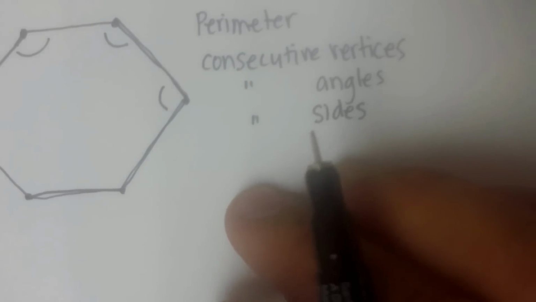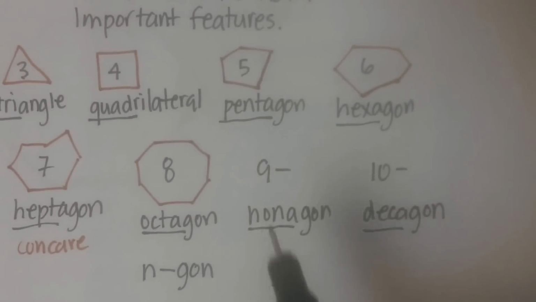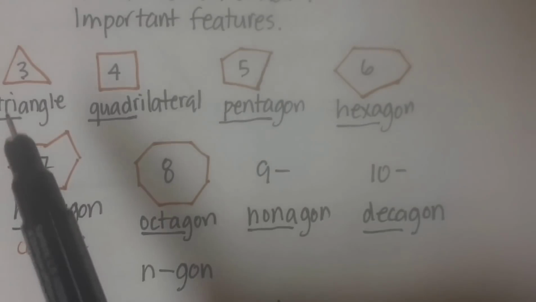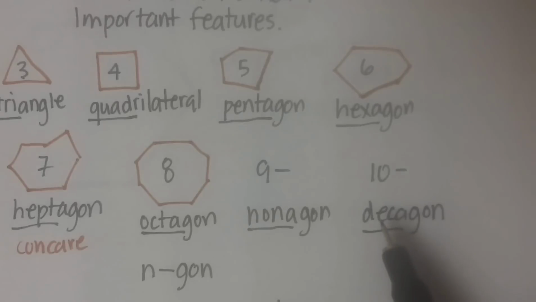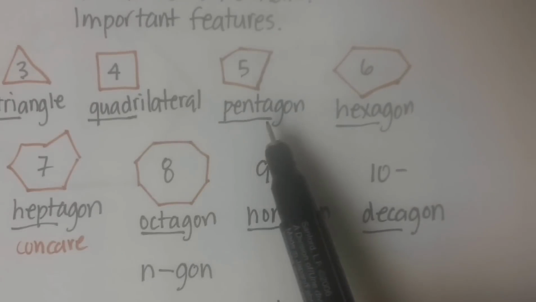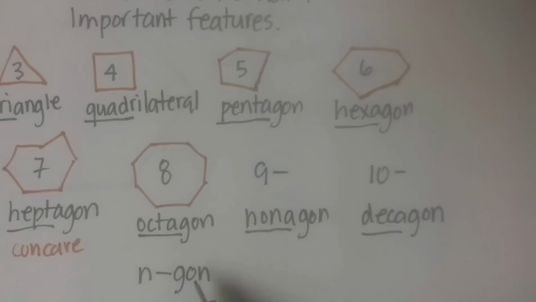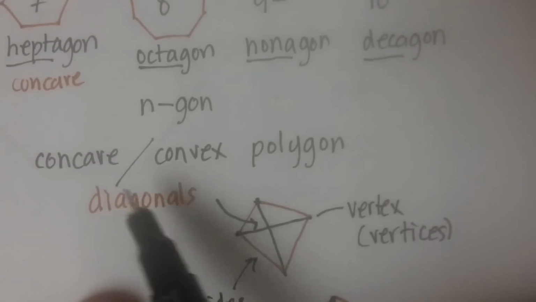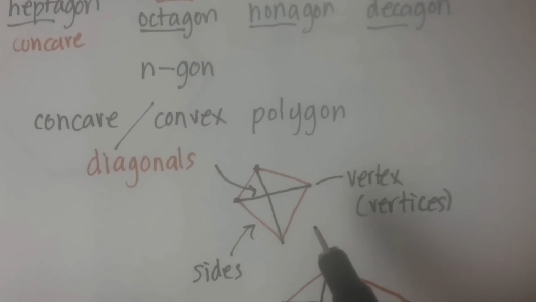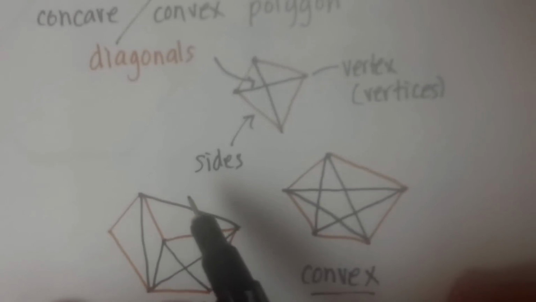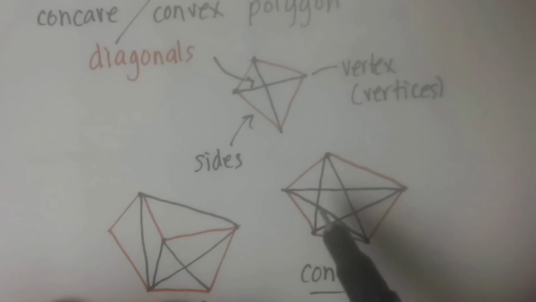So again, briefly in quick summary, remember that a polygon is a many-sided figure. You should probably try to memorize these prefixes. After 4, just say gon, a gon, a gon. If it's past 10, we'll just go n-gon. There are concave and convex polygons. Remember, concave is when you can draw one of the diagonals outside. Convex is when they're all inside.